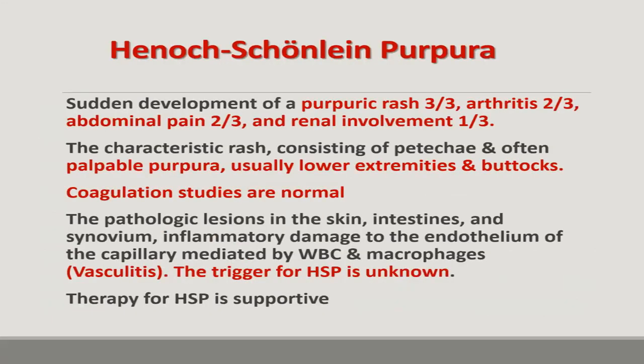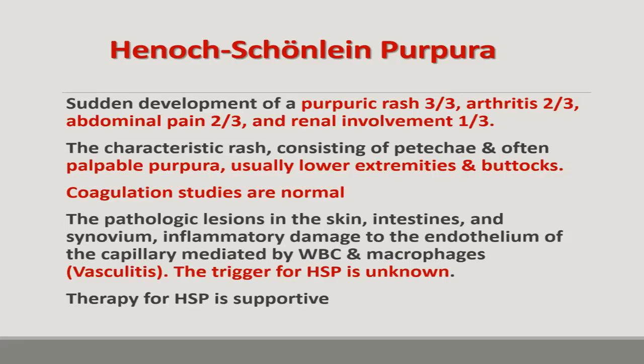The last slide will be about Henoch-Schönlein purpura. It is a vasculitis disease characterized by sudden development of purpuric rash, which is present in 100% of the cases. Arthritis and abdominal pain are present in 2/3 of the cases, while renal involvement is present in 1/3 of the cases. The characteristic rash in Henoch-Schönlein purpura consists of petechiae, and these purpura are usually palpable and mainly present on the extensor surface of the lower extremities and buttocks.